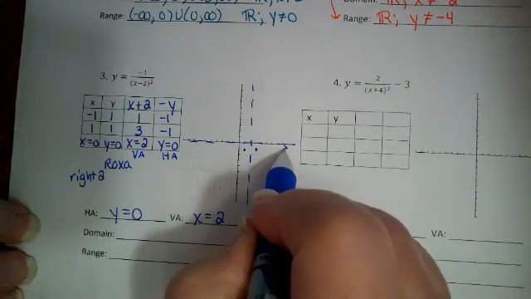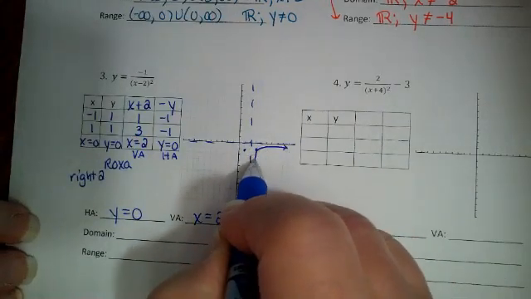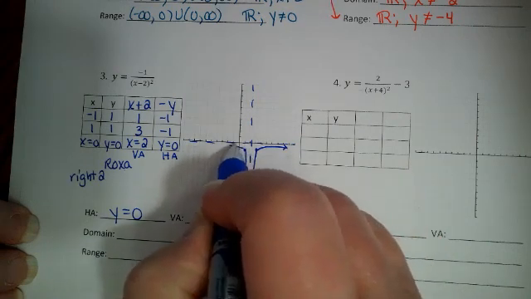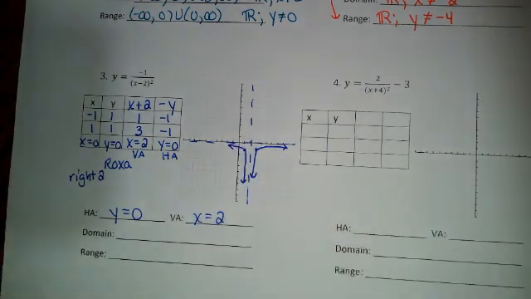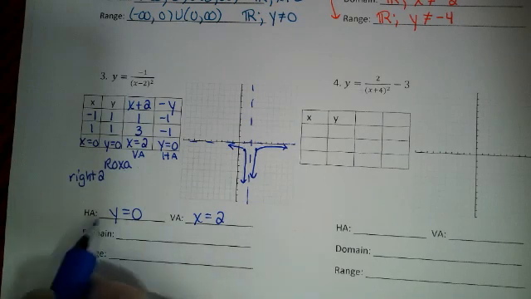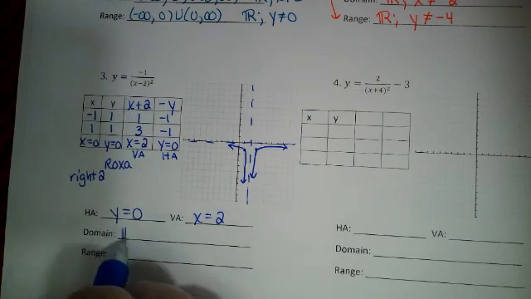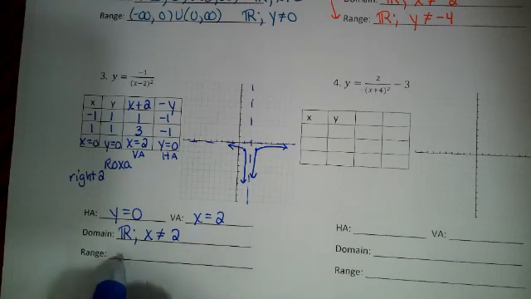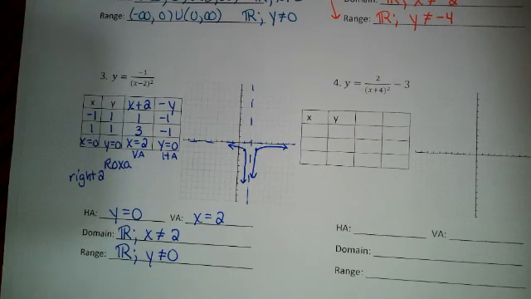And now you do your best to draw that little L shape that approaches your asymptote but does not actually touch it. So my domain comes from my x's. All real numbers, but x cannot be 2. My range comes from my y's. All real numbers, but y cannot be 0.